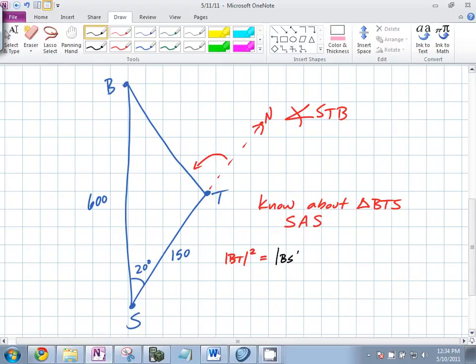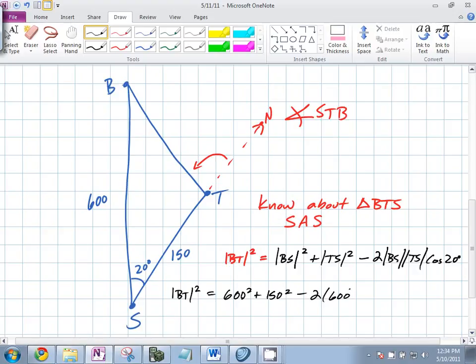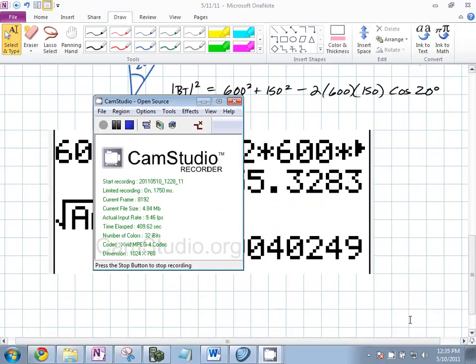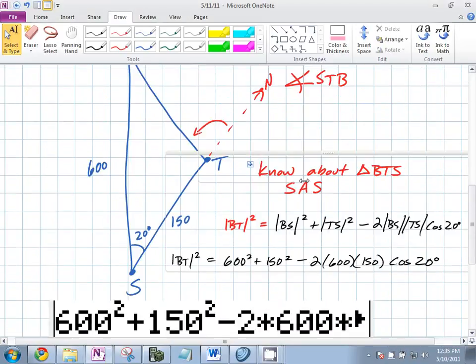Well, it's BS squared plus TS squared minus 2 BS TS cosine of 20 degrees. Do we know BS and TS? So what do you get? You have BT squared is equal to 600 squared plus 150 squared minus 2 times 600 times 150 times cosine of 20 degrees. That's great. So let's do that on our calculator.